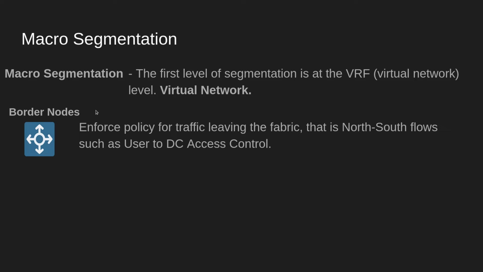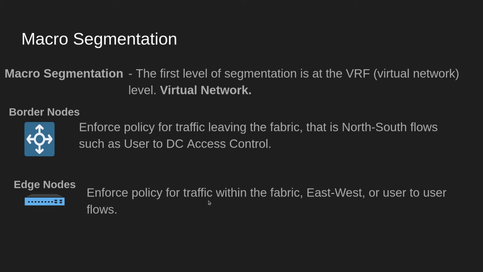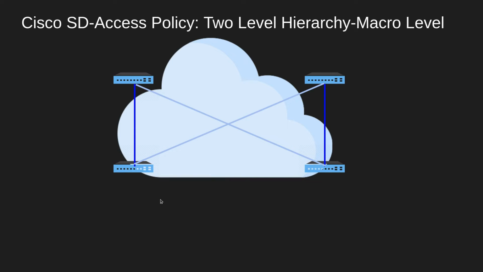And we also have the edge nodes, and the edge nodes enforce policy for traffic within the fabric, which is east-west or user-to-user flows. If you haven't seen my videos on the SD-Access components and all the devices that are using the SD-Access, go ahead and watch that video that I did. And like I said before, the edge nodes enforce the policy for the user-to-user flow. So let's take a look at an example and how this basically works.